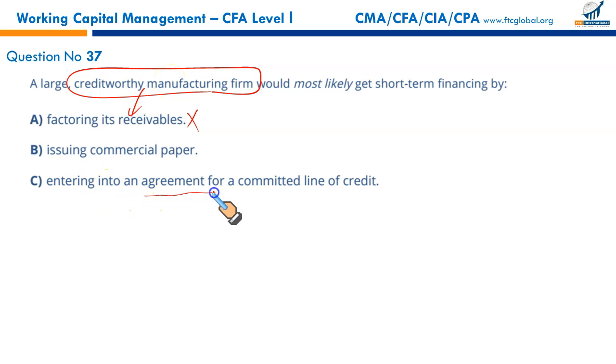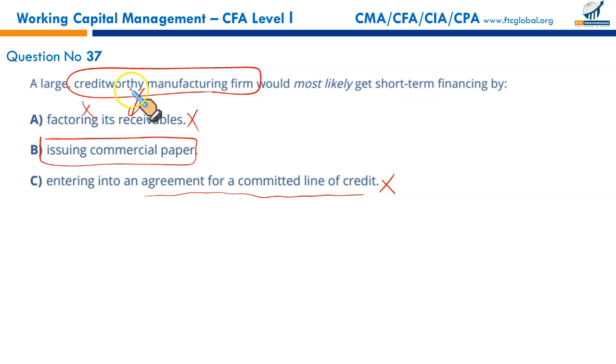Entering into an agreement for committed lines of credit. Normally smaller businesses do that. Smaller businesses go for factoring of receivables. Yes, larger organizations with good credit history, good credit score, credit worthy, they go for issuing commercial paper. So B is the right option.